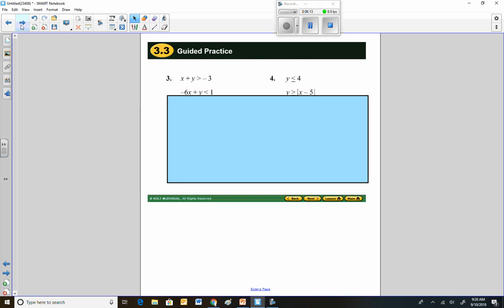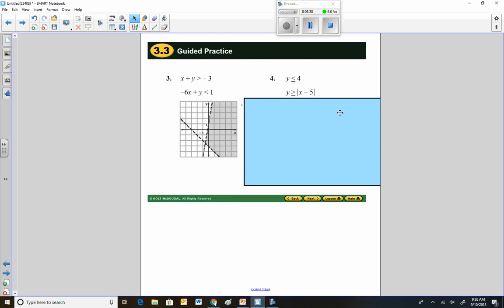Let's try just one more. Okay, here's your two equations. Graph the two lines. In this situation, you're going to go above, and this one you're going to go below because y is less than. Pause your video, give it a try.